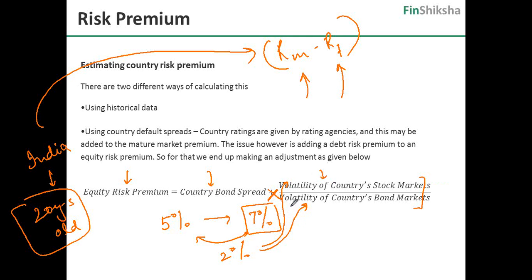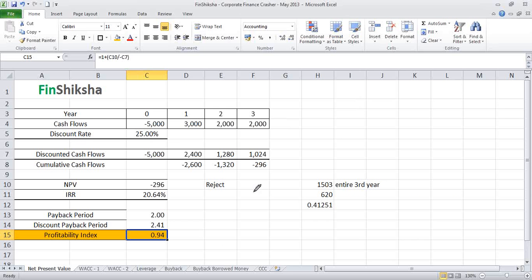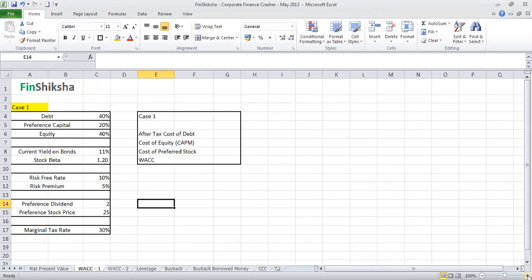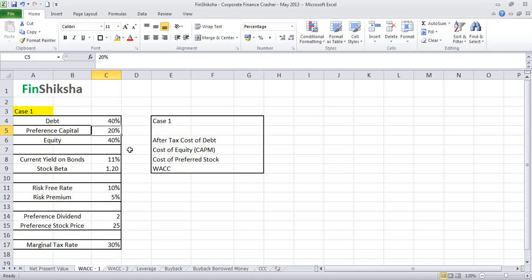Let's actually try and solve a detailed question which will cover all these. What we have discussed so far will solve all of that. So let's look at that. First, let's calculate the first and simplest concept on weighted average cost of capital. We have been given the ratio of debt, preference capital and equity in the total capital. We have to calculate WACC. We have been given the current yield on bonds, which is the interest rate effectively for the firm. Stock beta is given to us, risk-free rate, market risk premium, preference dividend, preference stock price, and tax rate are given to us.